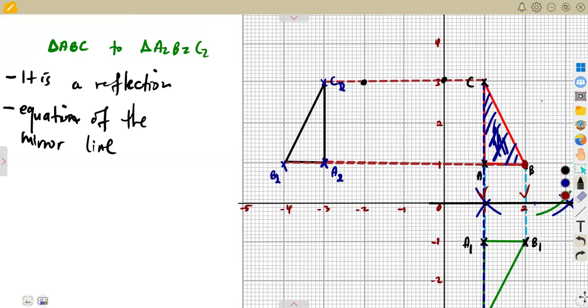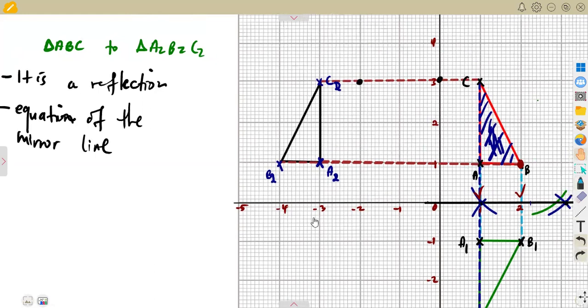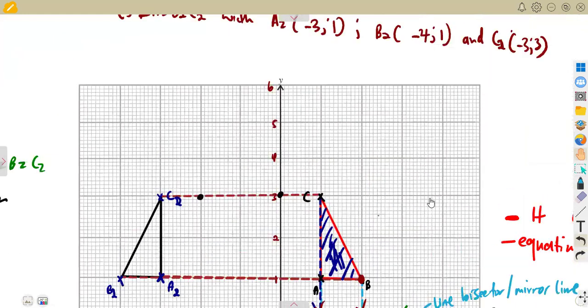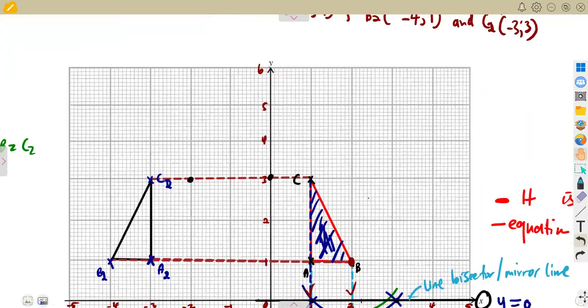But if you do not know that, then you have to bisect. To determine this equation, you must bisect any corresponding pair. A to A2 is up to you, or B to B2, it's up to you. C to C2 is up to you. So in this case, I'm going to bisect C to C2. Just like the previous case of our bisecting, we are going to need our compass to do that.